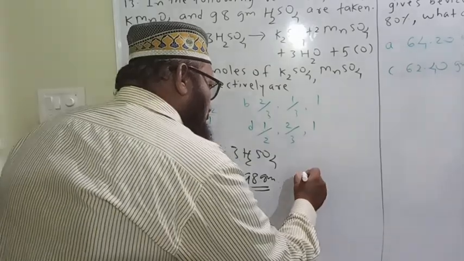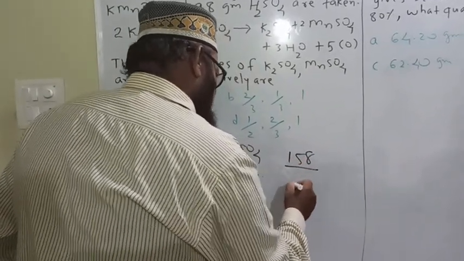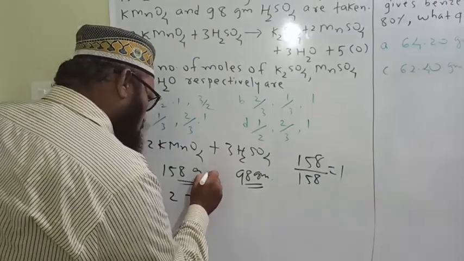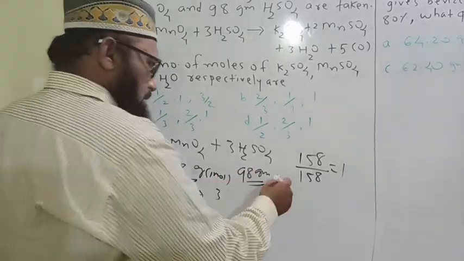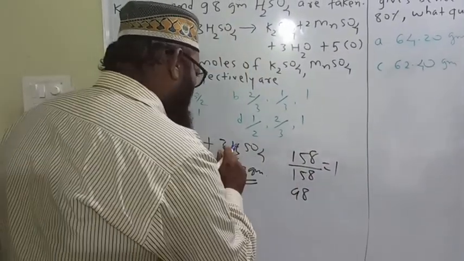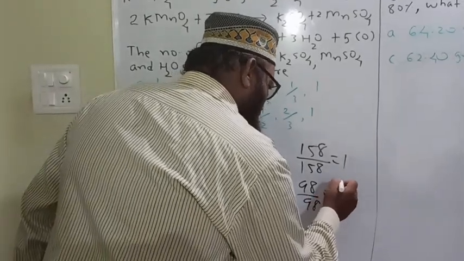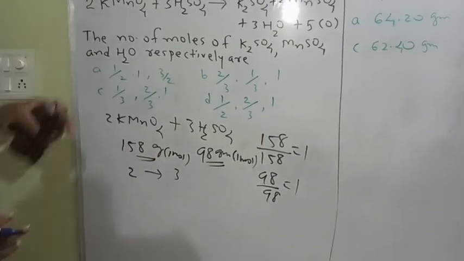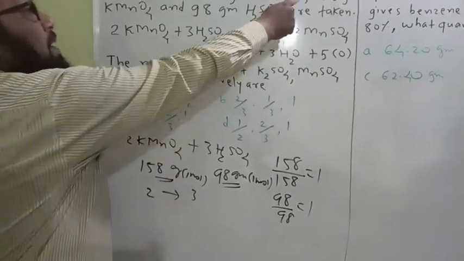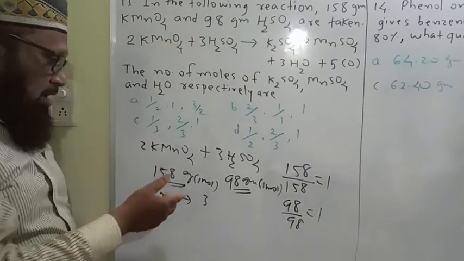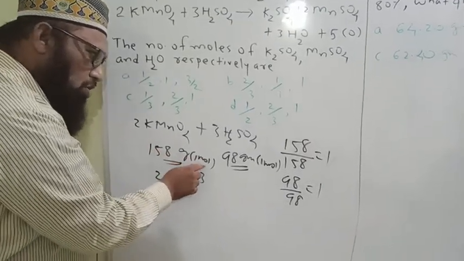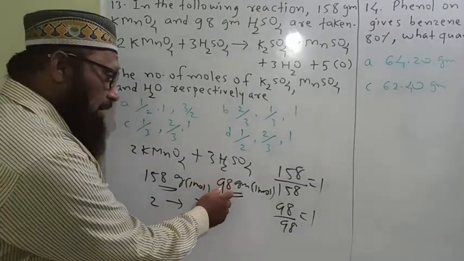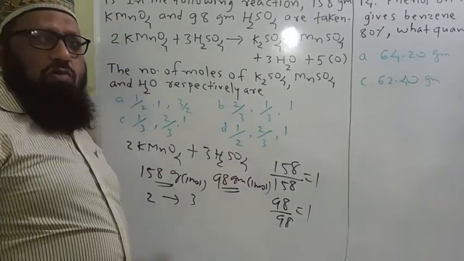Here 158 gram KMnO4 upon 158, that is 1 mole. And 98 gram H2SO4 upon molar mass 98 gram, again 1 mole. These are supplied in the numerical. Now look, 158 gram of KMnO4 supplied is equal to 1 mole. 98 gram of H2SO4 supplied is again 1 mole.